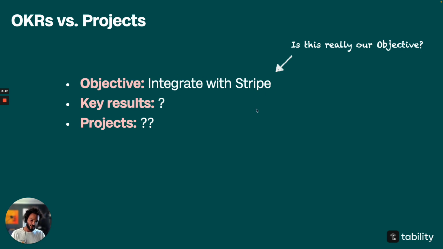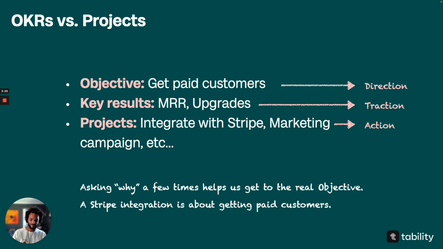And the way for us to get back to what the real objective is, often the simplest way is to ask why. Why are we doing this? Why do we want to integrate with Stripe? And so if you ask this question, maybe once or twice, you're going to get to this result, right? The reason why we want to get a Stripe integration is because we want to be able to start charging people. So the real objective is to get paid customers. Maybe we're in a beta and we haven't charged people yet, and so we want people to be able to start paying. So what we want at the end of the 3 months is to have a set of paid customers. That's the direction.